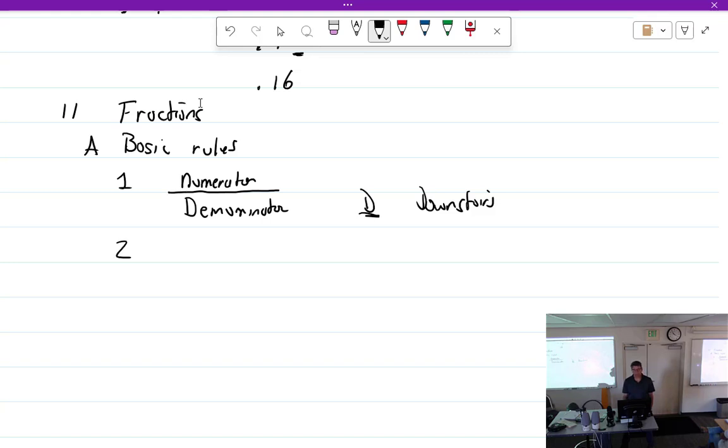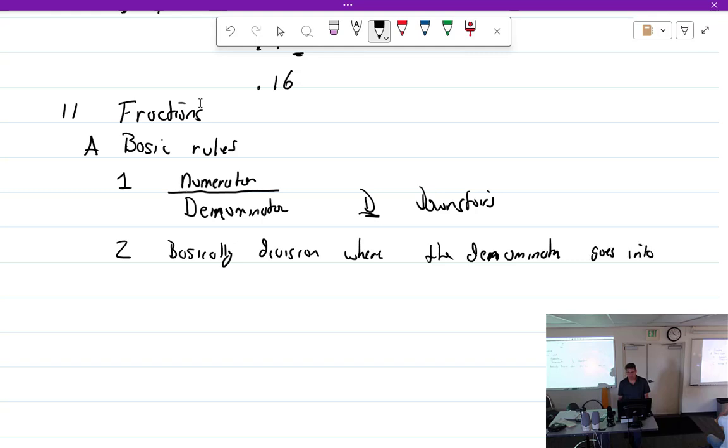All right. So anytime you get a fraction, it's basically a division where the denominator goes into the numerator. Denominator, there we go, with an N. Denominator goes into the numerator.